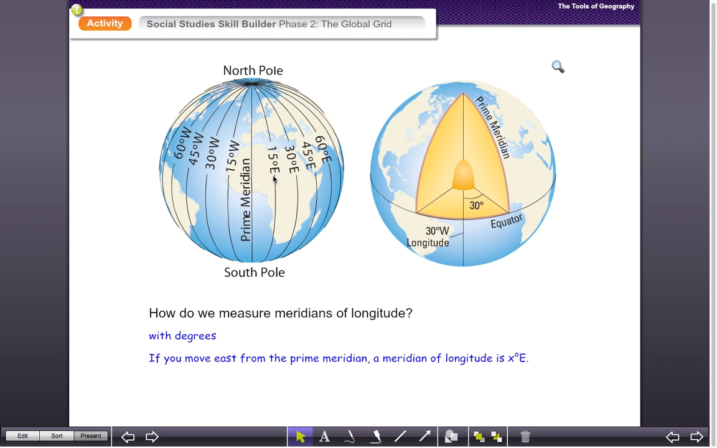So if you're moving this way, you'd be moving a certain amount of degrees east, and our examples are 15 degrees, 30 degrees, 45 degrees, 60 degrees east. If you move west from the prime meridian, a meridian of longitude is x degrees west. So if you're heading this way, we've got 15 degrees west, 30 degrees west, 45 degrees west, and 60 degrees west.